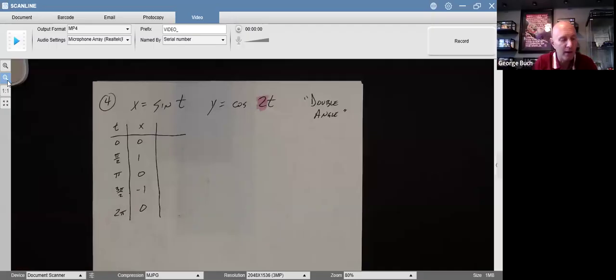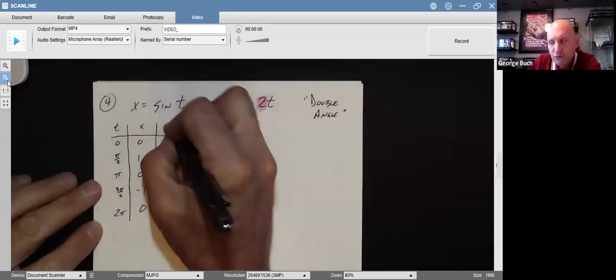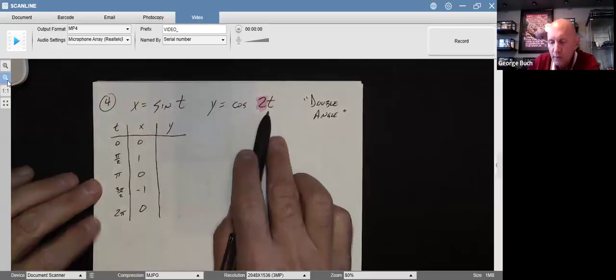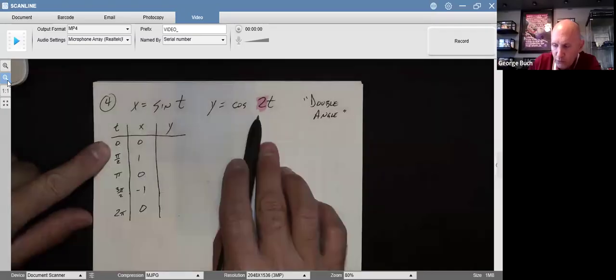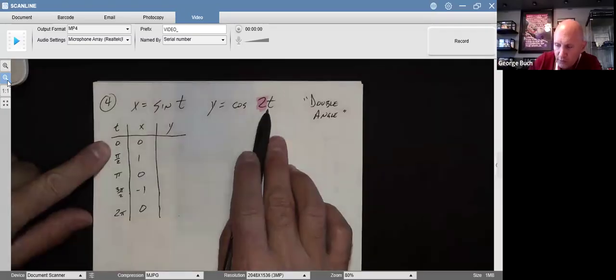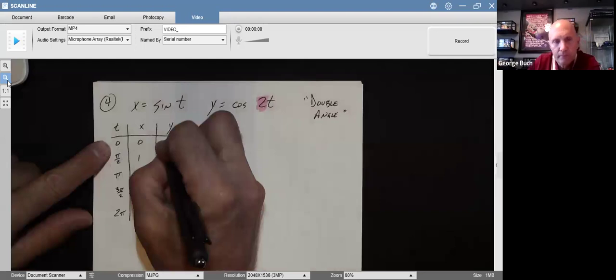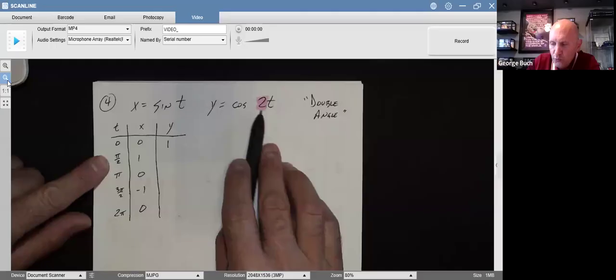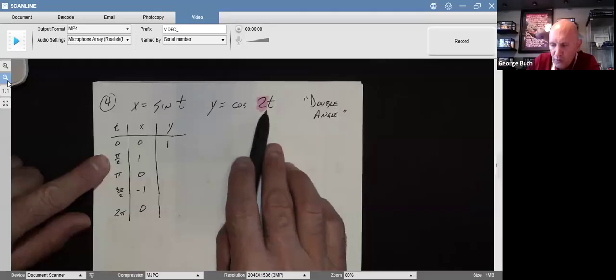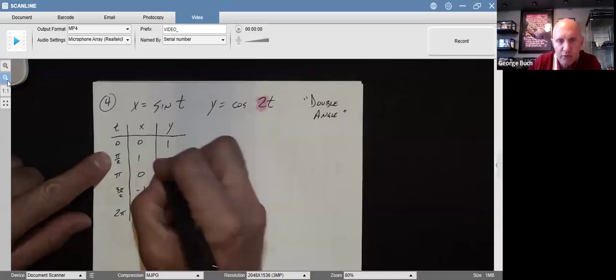Now, for my y value, it's cosine of 2 times t. So whatever my value of t is, I have to multiply it by 2, then take cosine of that value. So when I plug in 0, 2 times 0 is 0. Cosine of 0 is 1. When I plug in pi over 2, 2 times pi over 2, well, the 2's cancel out, so I just get pi. Cosine of pi is negative 1.